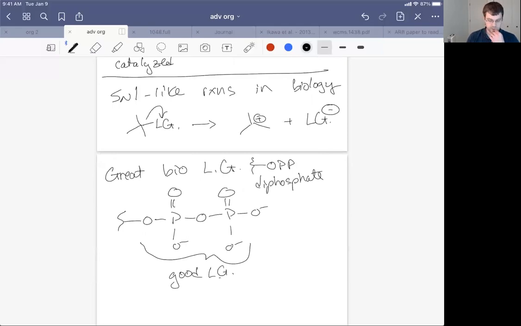Turns out that when we actually consume ATP, we push off the diphosphate leaving group to release some energy, which allows us to push some reactions forward. And we'll get to that in a lecture or so.